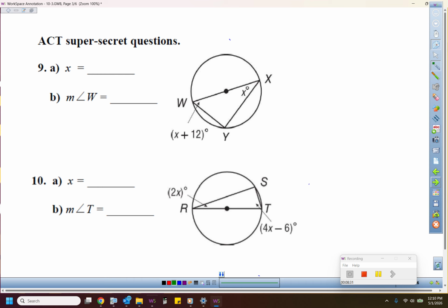Oh, my bad. Here's some ACT questions. These are super secret, and then we'll get into the big combo questions. But I threw these in here because these are really cool. They say, hey, find X, find angle W. Well, here's X. What's bad about this question is they also have a large X for one of the letters right there. We want the little one, right? So they say find X.